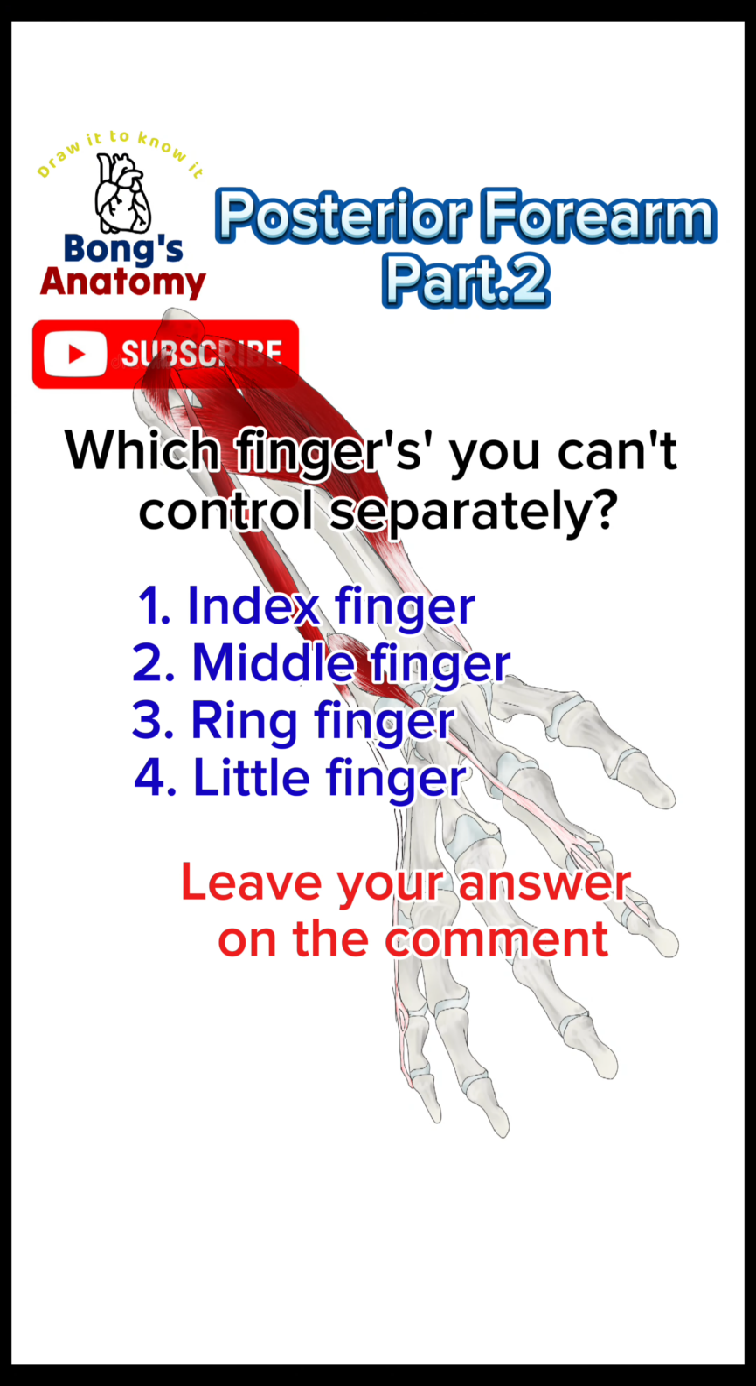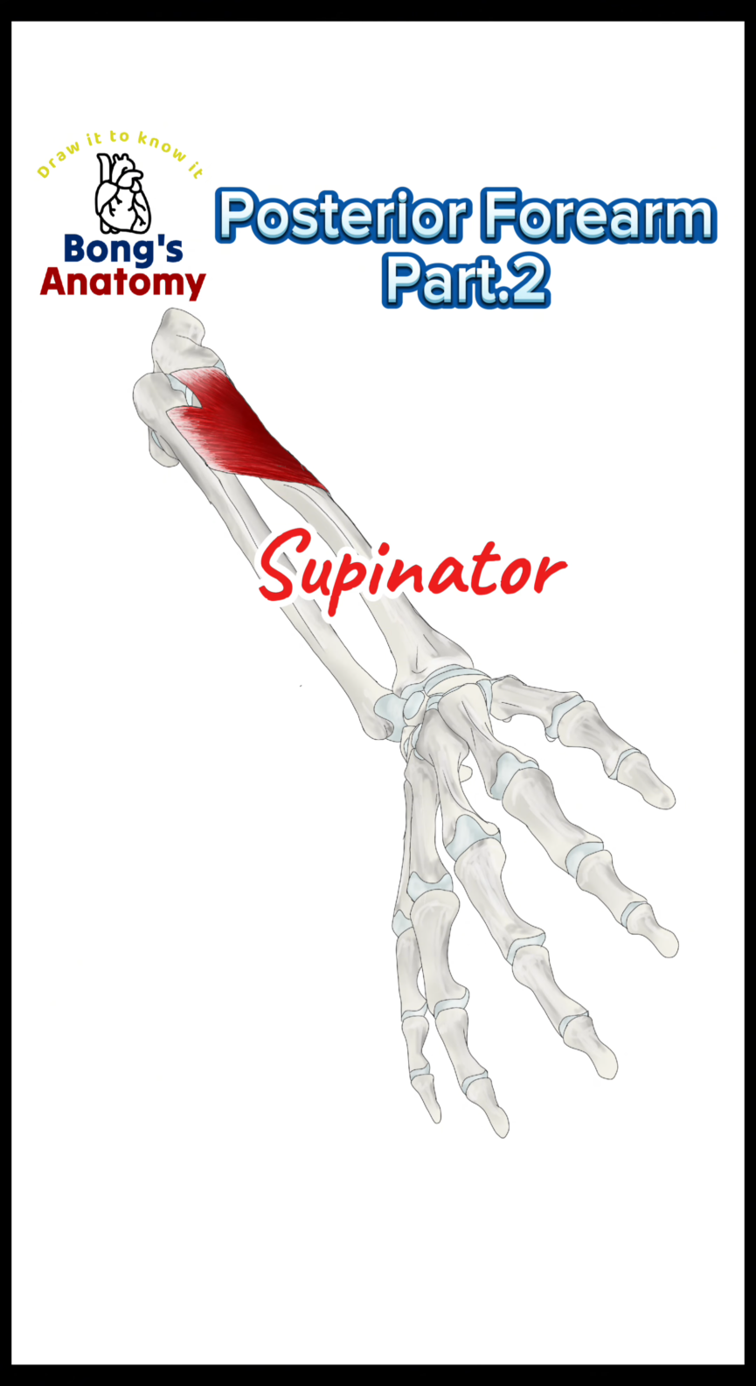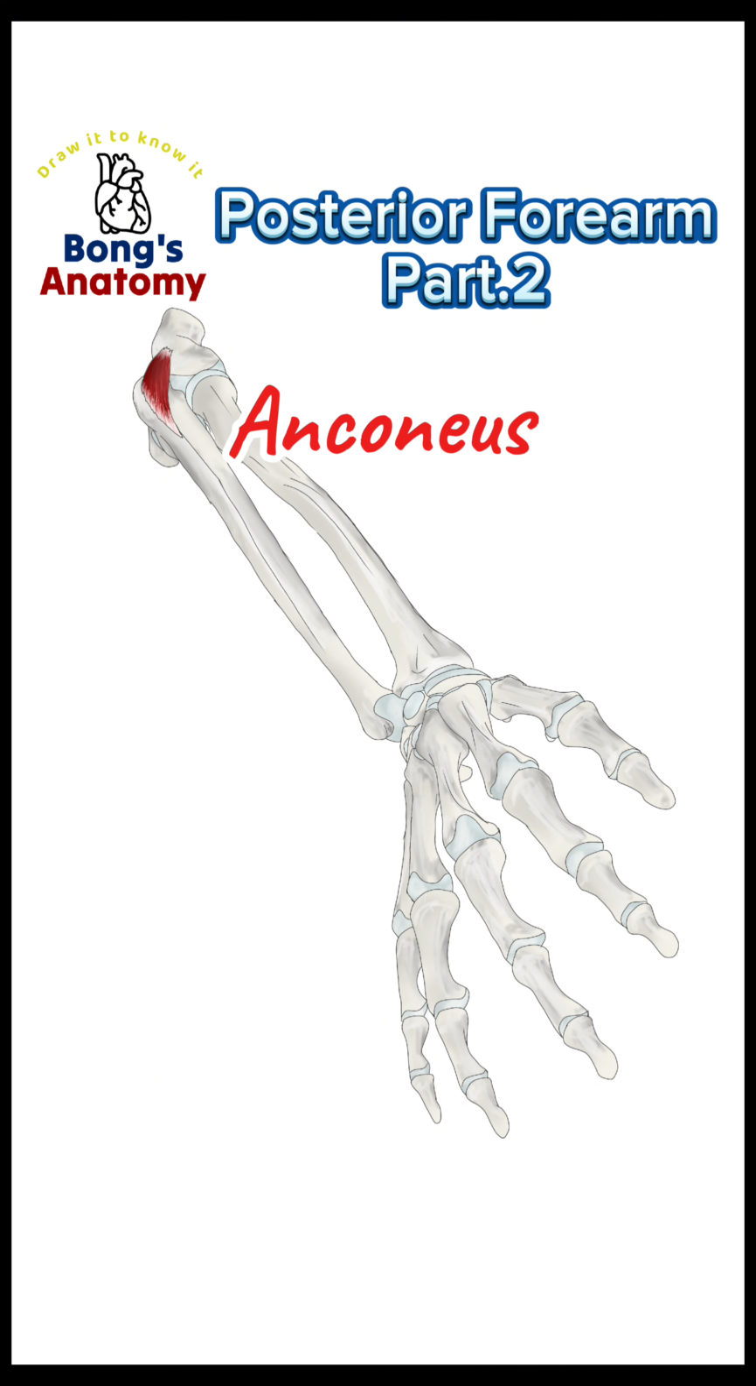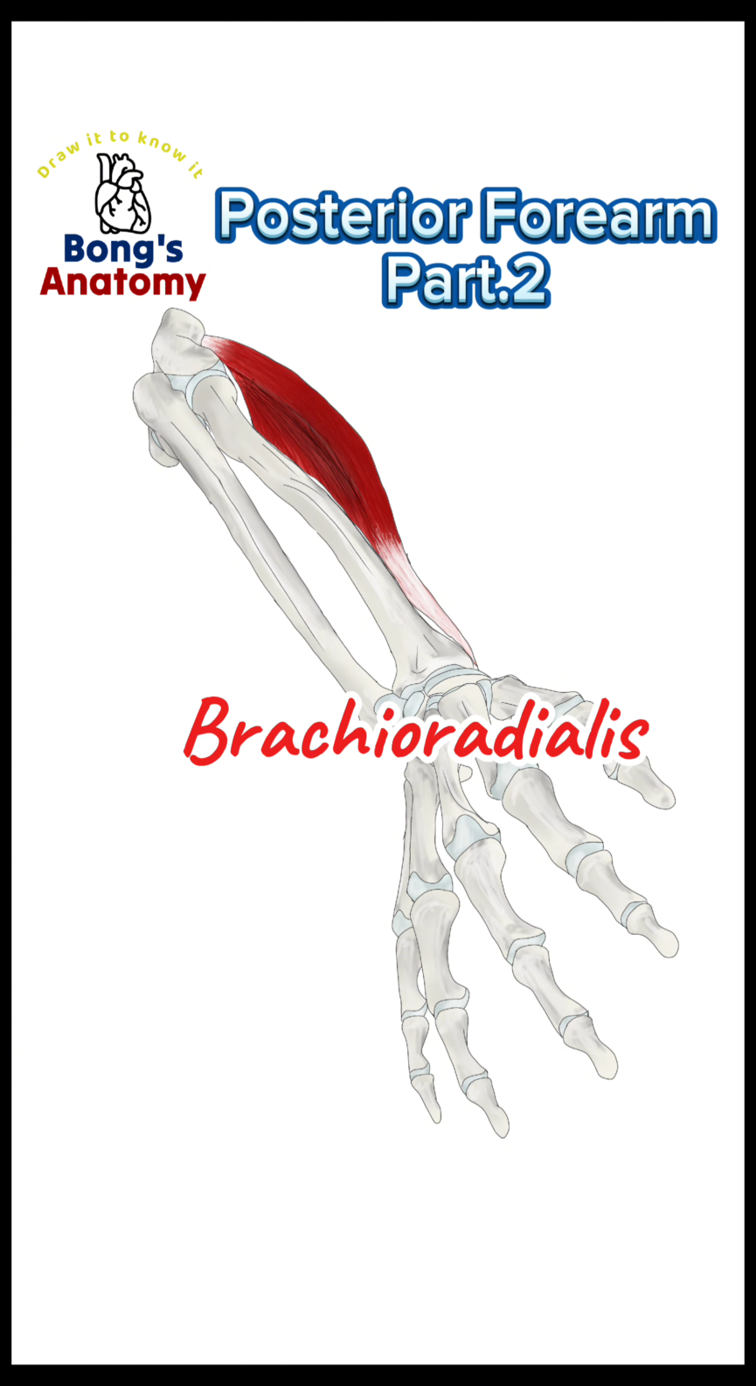Posterior forearm muscles. Part point 2. Supinator, named after its function. And anconeus, which inserts into the olecranon. Brachioradialis is acting like a spy that belongs to the posterior compartment, so it is innervated by the radial nerve, but the function is flexion of the forearm at the elbow joint.